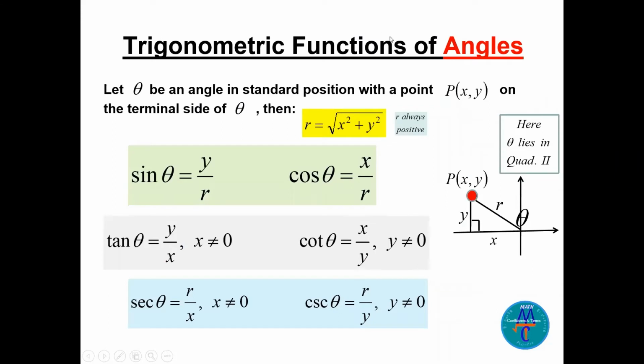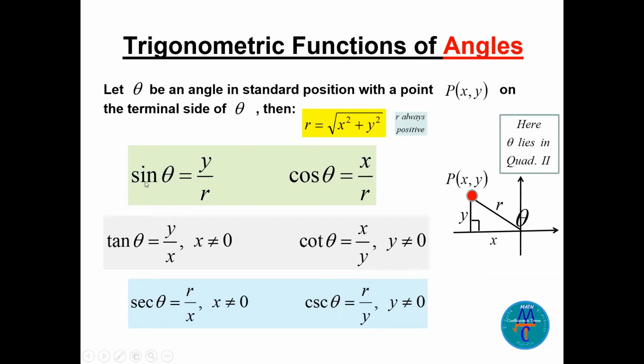Now we start by defining the 6 trigonometric functions of angles. We can take theta in any quadrant. Here I took it in quadrant 2. See, theta lies in quadrant 2. It can be in quadrant 1 or quadrant 3 or quadrant 4.